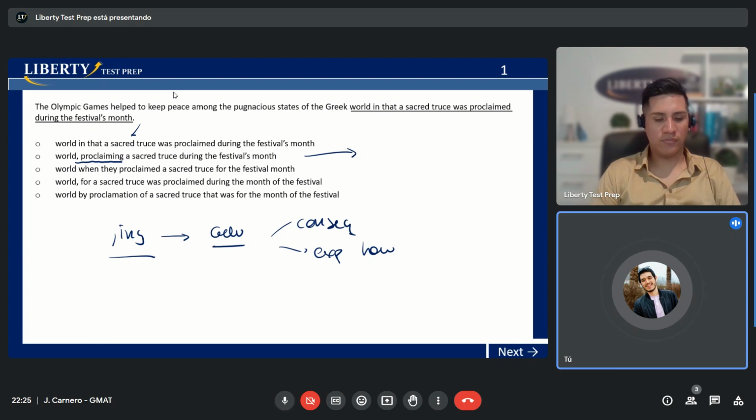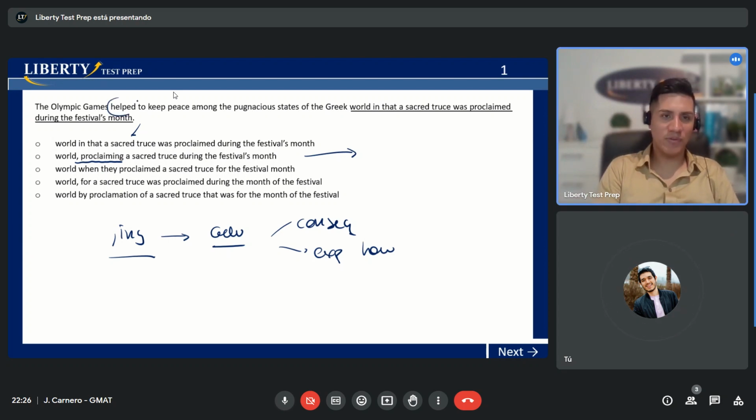The leaping gate helps to keep peace. How do they keep peace? I know I have to ask a question. You have to remember, ask your questions, right? That's good. So first of all, how they helped, that's number one. Then you have to go to the subject and say, okay, can that subject of that verb perform that action or not? Can the Olympic Games proclaim? No. Actually, the states can proclaim, but not the Olympic Games. So that's why it's wrong.